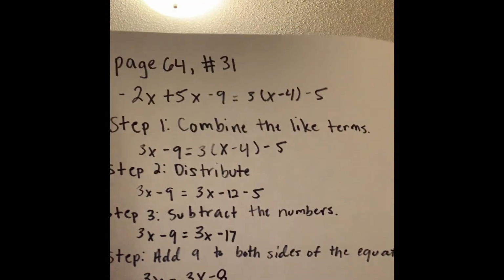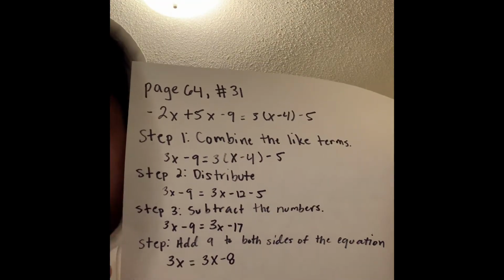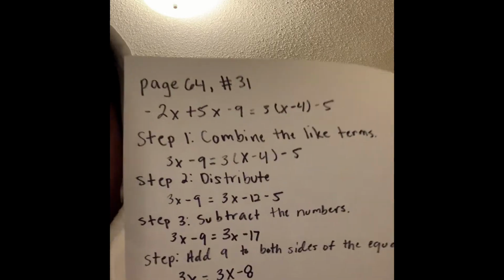Okay, so you will have 3x left on the left side because negative 9 plus 9 cancels out, because that's 0. And it equals 3x minus 8 since negative 17 plus 9 is negative 8. So let's write that down. Your paper should look like this. Okay, you see that.